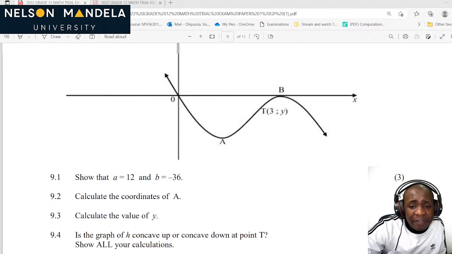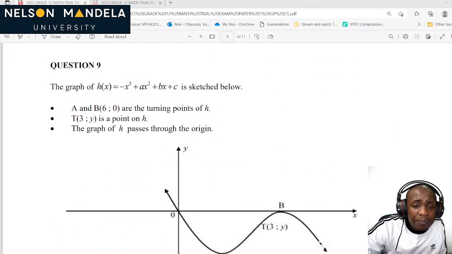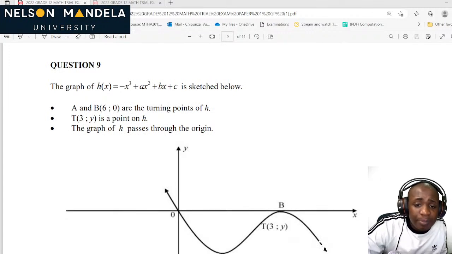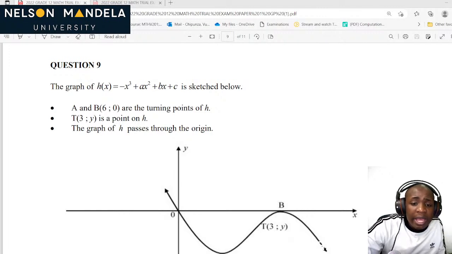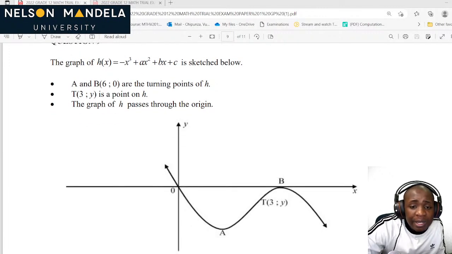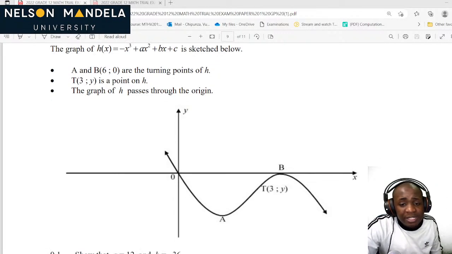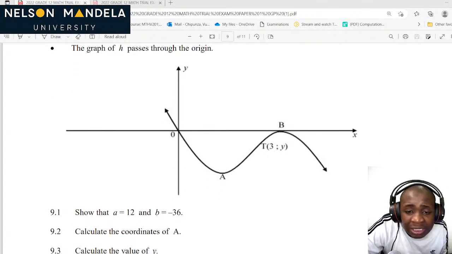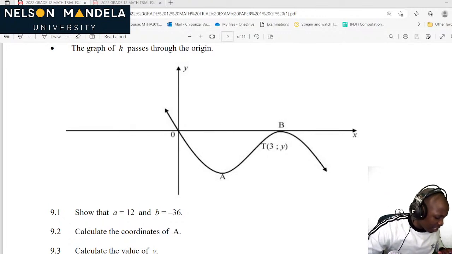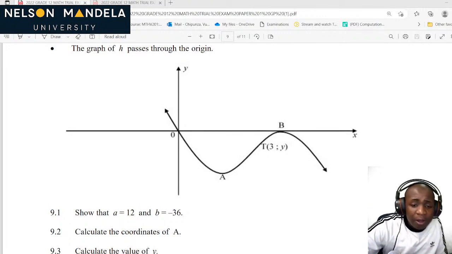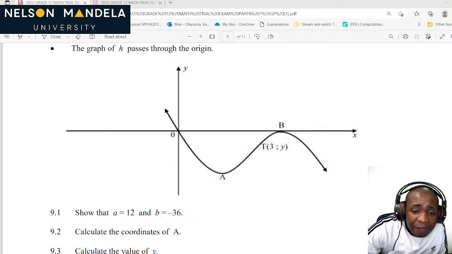Okay, let's just look at functions first. The graph of h of x is equal to negative x cubed plus ax squared plus bx plus c is sketched below. We can see A is a turning point, B is also a turning point. Then we are given coordinate T, which is 3 is to y, which is also on h. Then the graph of h passes through the origin, which is 0. Now, show that a is equal to 12 and b is equal to negative 36.